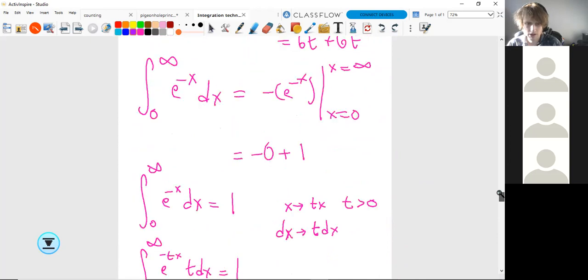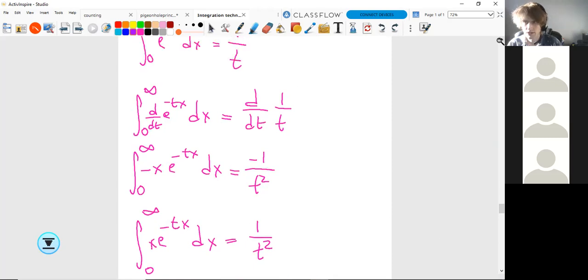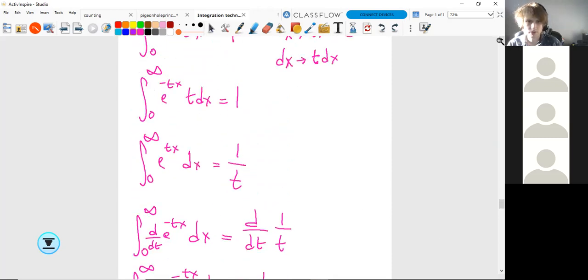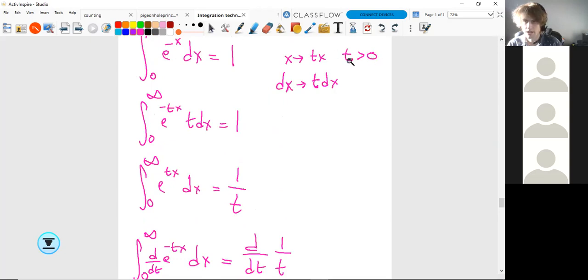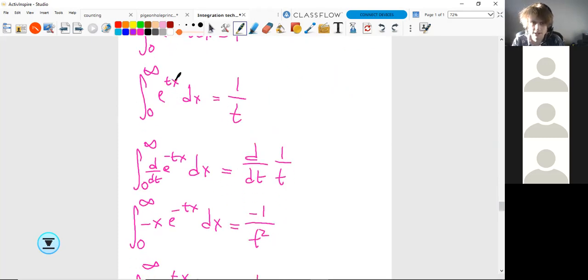So if we start with this integral, which in some sense is really natural to consider, and we do a change of variables so that x goes to tx, where t is greater than 0, and we need that condition so that this thing still decays at infinity. Then we get dx is equal to t dx. Oh, there's a mistake right there. That should be dt. And it's purple now. So we divide by t, and we get the factually true statement that the integral from 0 to infinity of e to the minus tx dx, but there should be a minus sign right here, is equal to 1 over t.